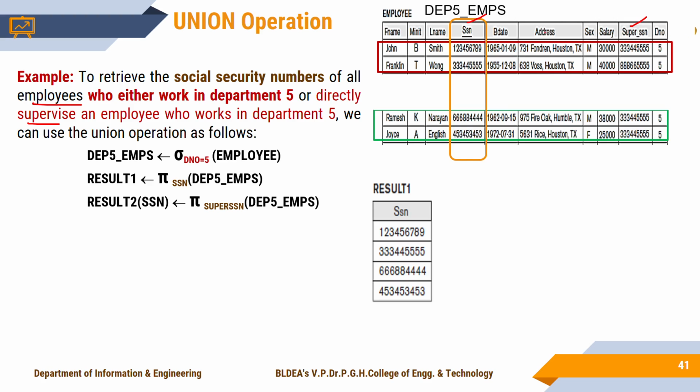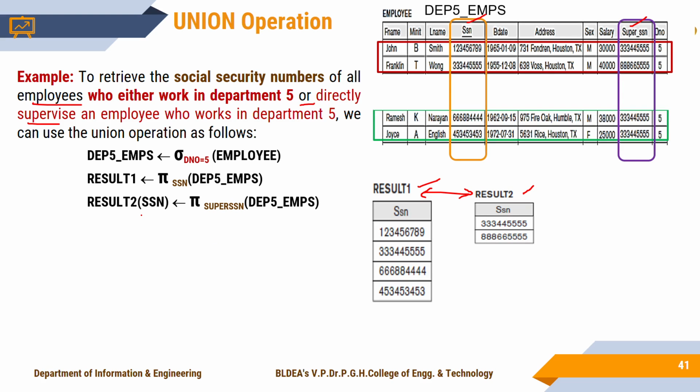So instead of retrieving all the information, you want to retrieve only the social security number of the employees and the social security number of the supervisor, Super SSN. So this is the result of the second one. This is the result for employees and this is the result for supervisors. But here the condition is used as an OR. So OR means you have to join these two: either as an employee or as a supervisor. You want the final result here.